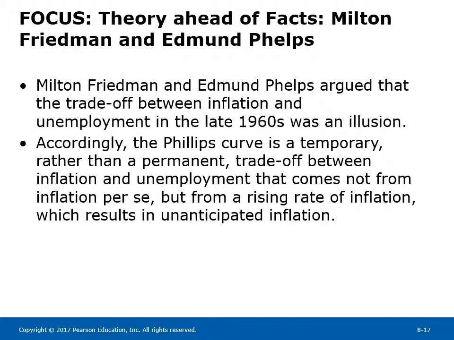Focus: theory ahead of facts. Milton Friedman and Edmund Phelps argued that the trade-off between inflation and unemployment in the late 1960s was an illusion. Accordingly, the Phillips curve is a temporary rather than a permanent trade-off between inflation and unemployment that comes not from inflation per se, but from a rising rate of inflation which results in unanticipated inflation. They questioned the trade-off on logical grounds, arguing that such a trade-off could only exist if wage setters systematically underpredicted inflation and that they were unlikely to make the same mistake forever.